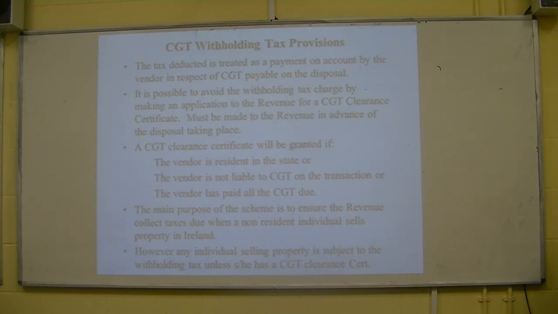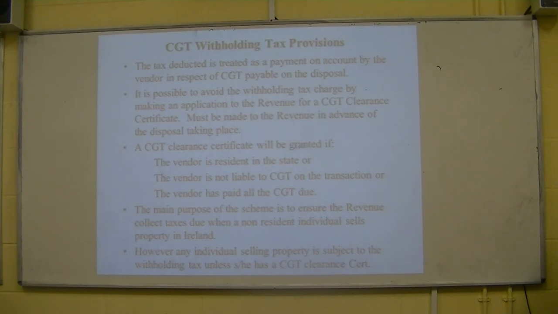The main purpose of the scheme is to ensure that Revenue collect taxes due when a non-resident individual sells property in Ireland. However, any individual selling property is subject to the withholding tax unless she or he has a CGT clearance cert. And if you look at the next page, it tells you which assets apply for the CGT withholding tax.